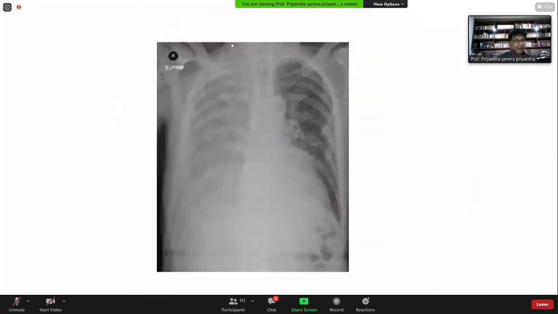What is this? This is an 8-year-old boy with fever. A child was ill, and an X-ray was taken in the ward. What do you see?